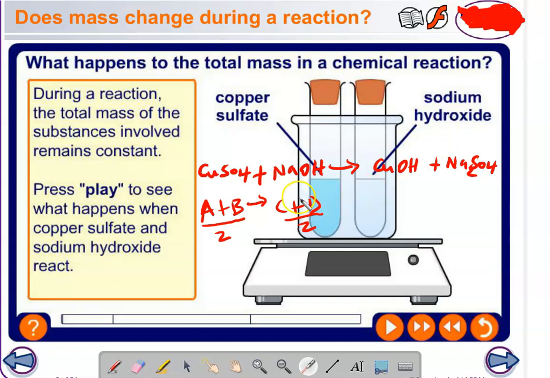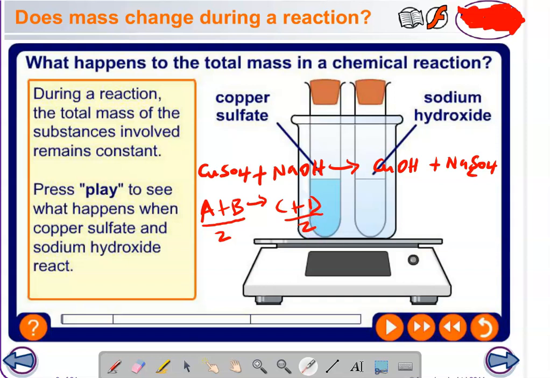So, for example, if we take a generic reaction, say we react A with B to produce C and D, what it means is that if we add the masses of A and B, it should be equal to the masses of C and D. So, for example, if the sum of the masses of A and B is 2, then the sum of the masses of the products, i.e. C and D, should also remain the same.